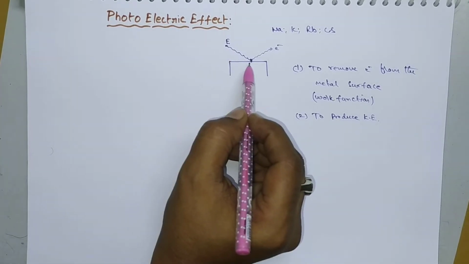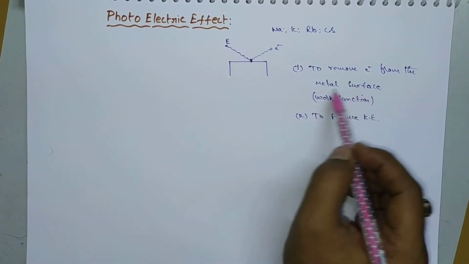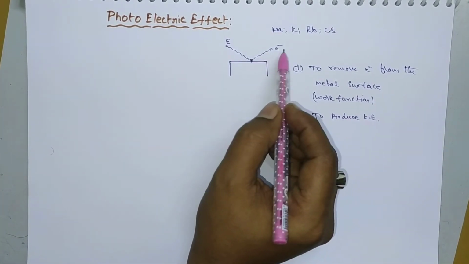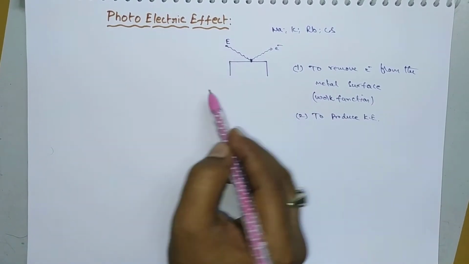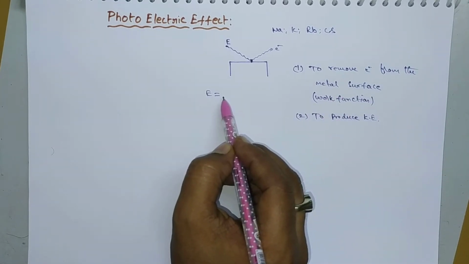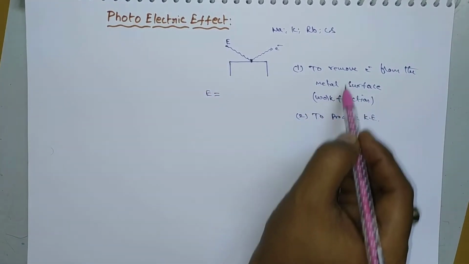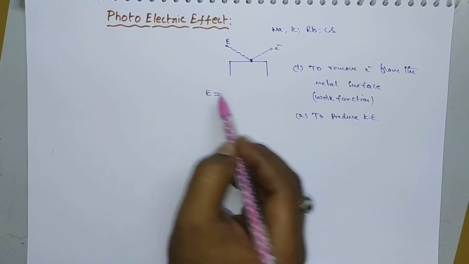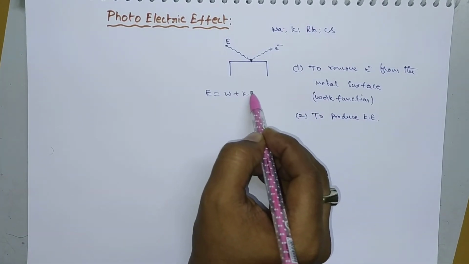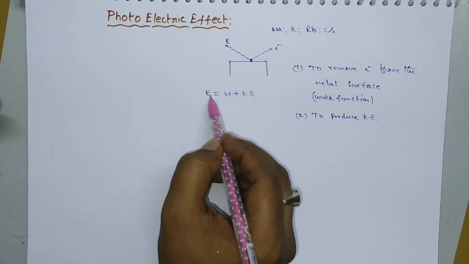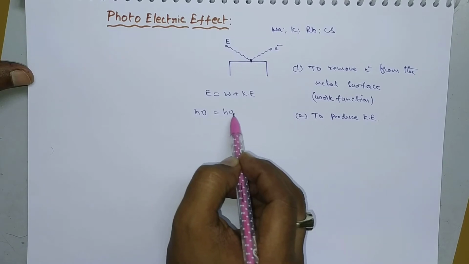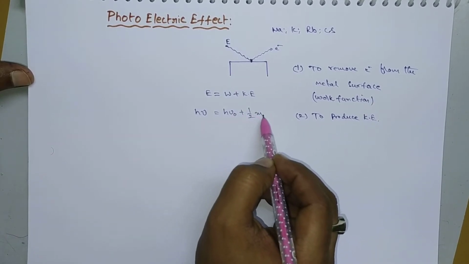So the incident energy is utilized in two ways. The first is to remove the electron from the metal surface, and the second is to produce kinetic energy for the ejected electrons. According to the law of conservation of energy, the incident energy should be equal to the sum of these two. That means the incident energy E is equal to the work function W plus kinetic energy KE. Here E is equal to h nu, and the work function can be written as h nu naught, plus kinetic energy, which is half m v squared.